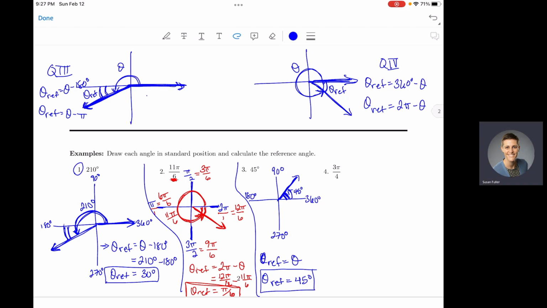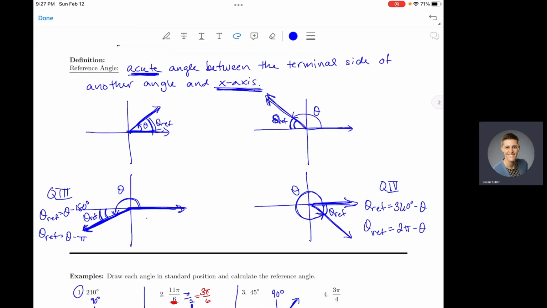And that's actually going to be the case for any angle in quadrant 1. All of your angles in quadrant 1 will be acute. So your reference angle, the smallest angle between your terminal side and the x-axis, is going to be the same angle you just rotated through. So in quadrant 1, to find your reference angle, it's exactly the same as your original angle. Doesn't matter if it's in radians or degrees, it's going to be the same.